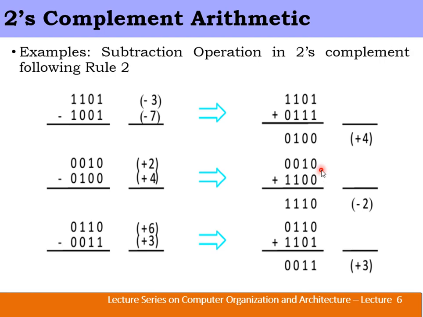Now you perform the addition operation, and if a carry is generated, please ignore that carry. So 0 plus 0 is 0, 1 plus 0 is 1, 0 plus 1 is 1, and 0 plus 1 is 1, which gives the value as minus 2. Similarly, the third example is also solved in the same manner.